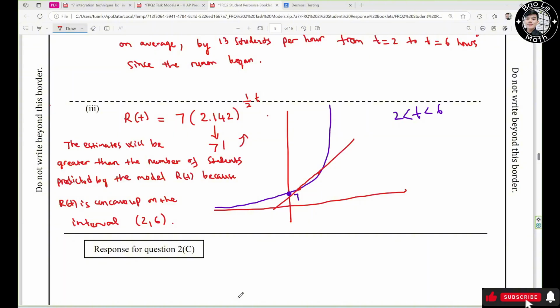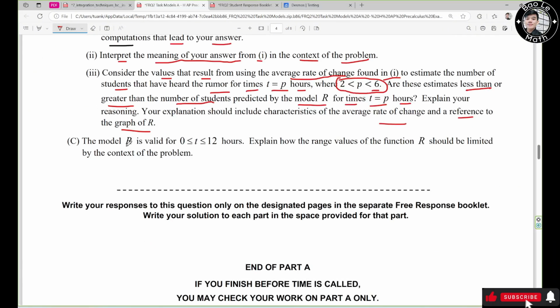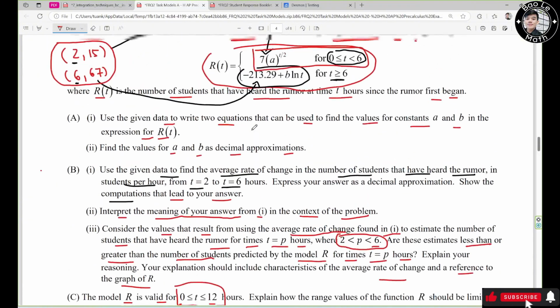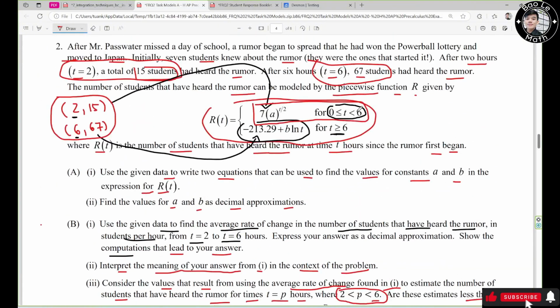Alright, now let's move on to question C. The model R is valid for t from 0 to 12 hours. Explain how the range values of the function R should be limited by the context of the problem. Alright, so we see that the domain is going to be from 0 to 12. We look at the function right here. From 0 to 6 is going to be the exponential function. For t greater than or equal to 6 is going to be the logarithmic function, right?